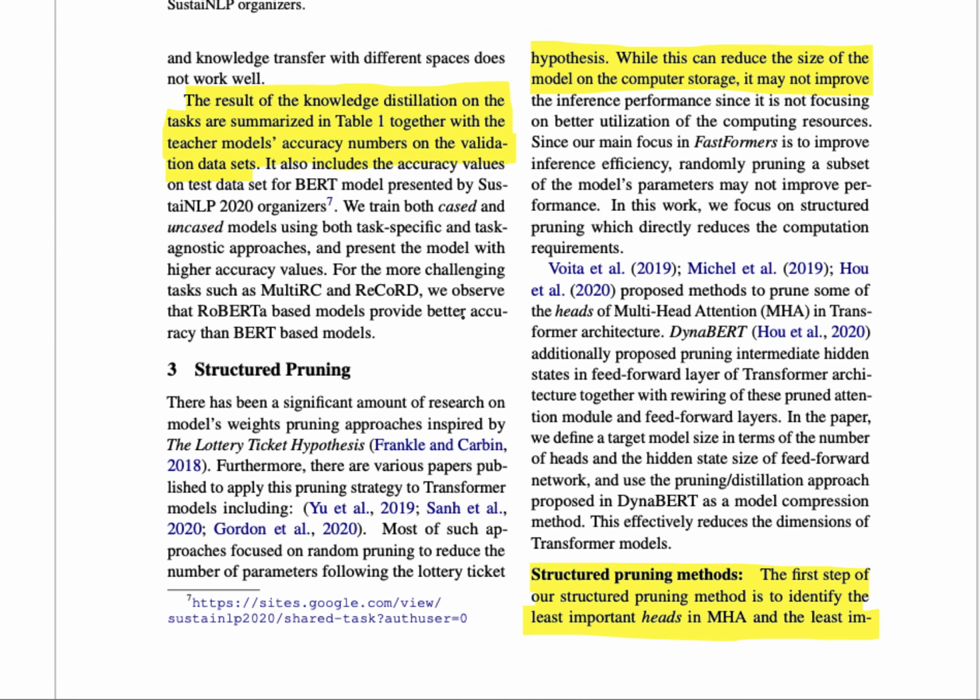The other thing which they are using is called structured pruning. There is a very popular paper which came out last year, called lottery ticket hypothesis. And those are some of the papers which are very popular in structured pruning literature.